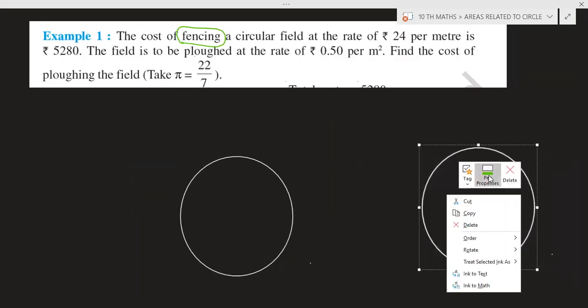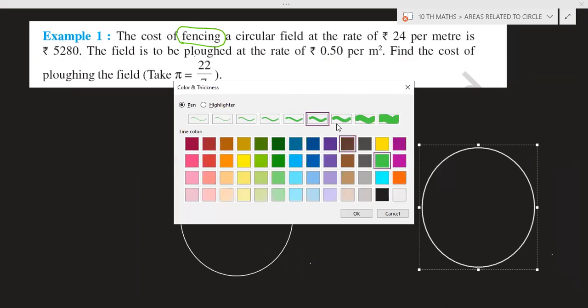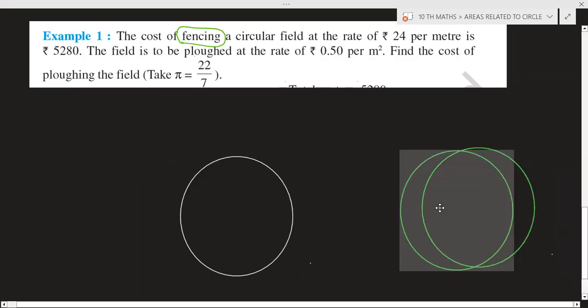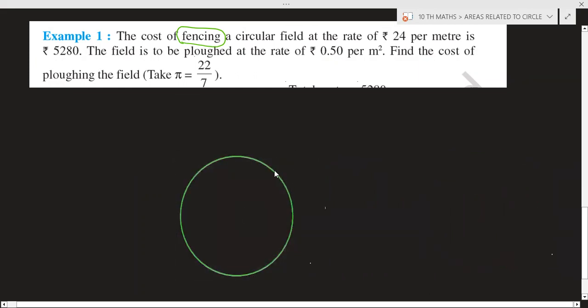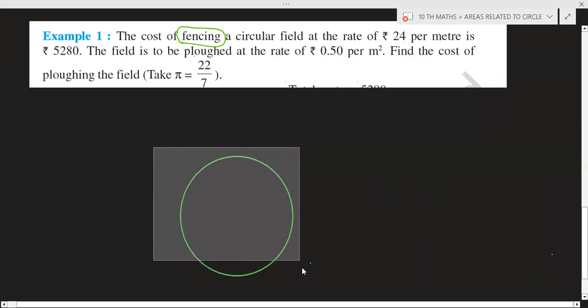I have made the boundary of the circle with another color, or covered the boundary with another color. Now it will become the fencing. And the total cost of the fencing is this.